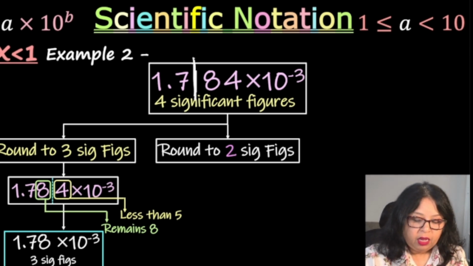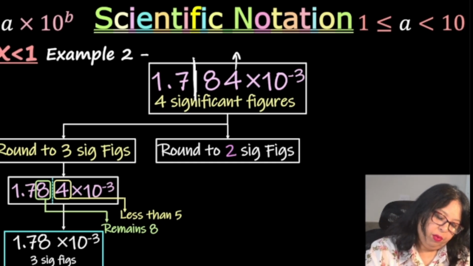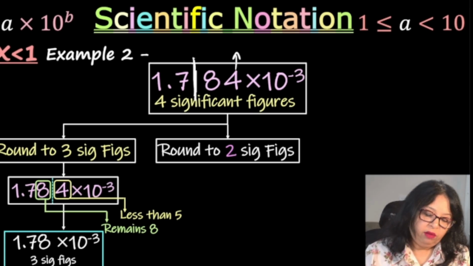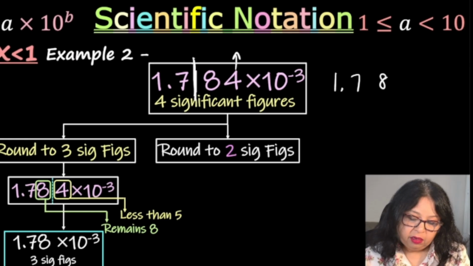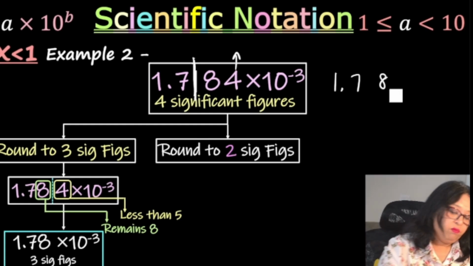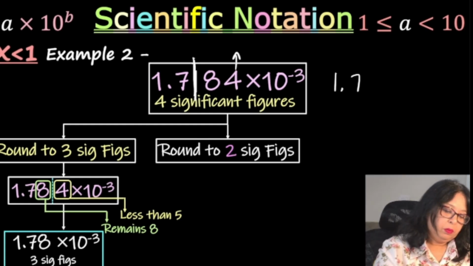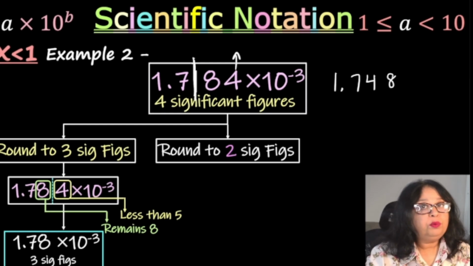Okay. Now, you might ask, does this digit here matter? What if this number had been 1.748? What would you round it up to?